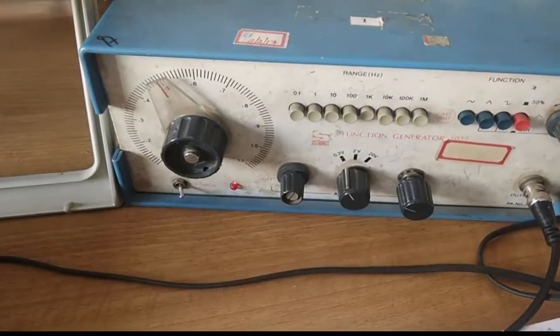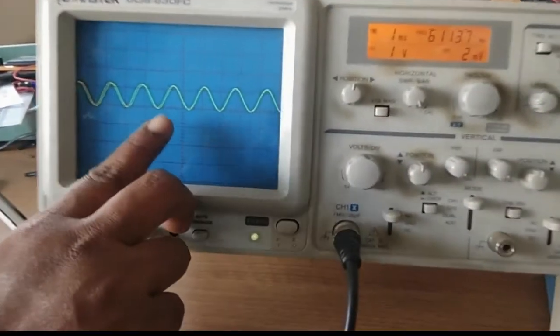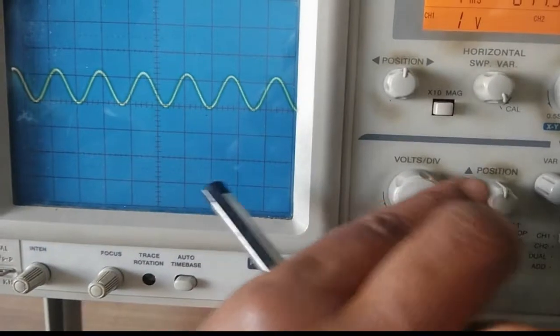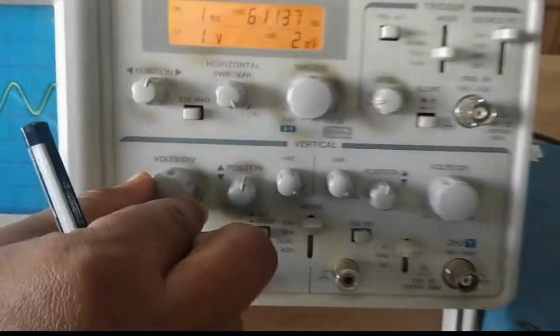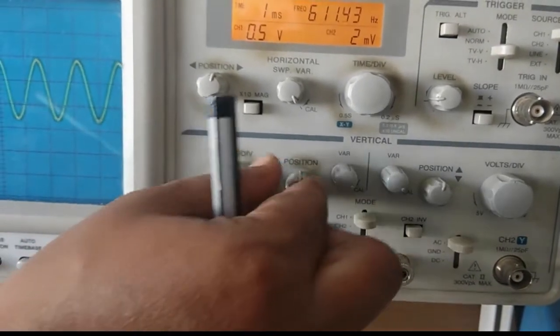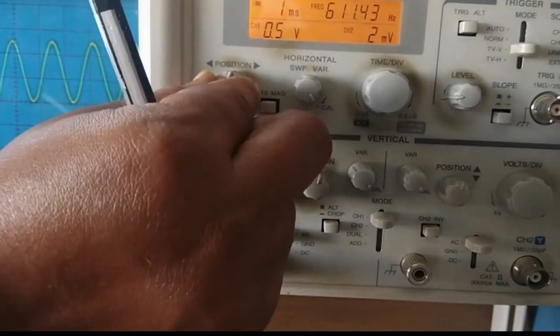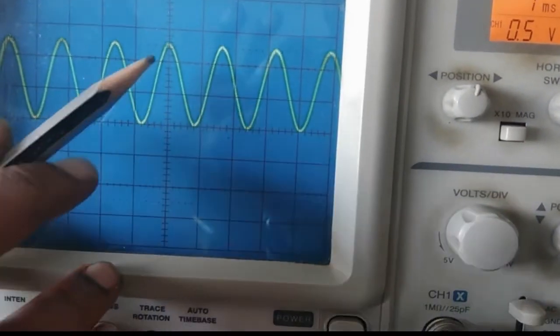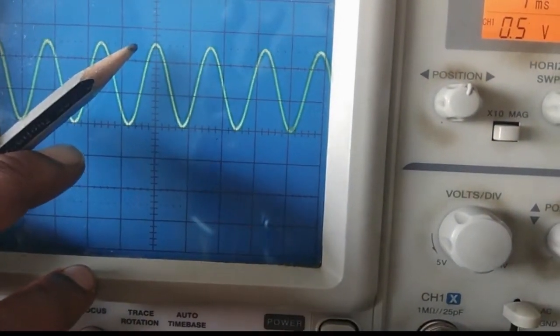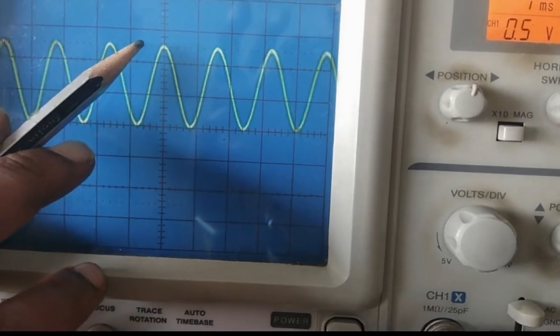Next, I need to make it 500 Hertz. You could notice the waveform, a little bit of variation is there. Adjust using this position knob. You can reduce this to 0.5, then take a proper reading. You can notice here 1, 2, 2.5, then 2.6. It is going to 2.6.